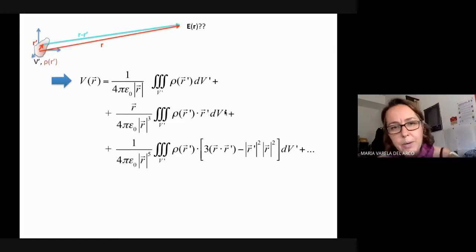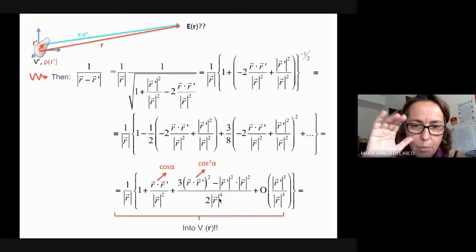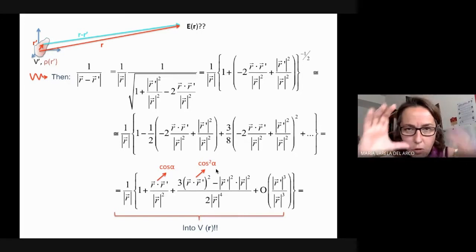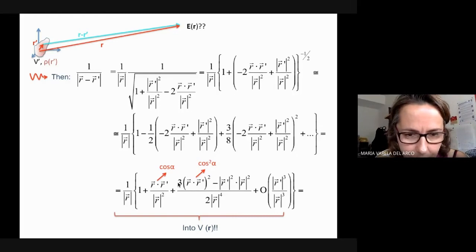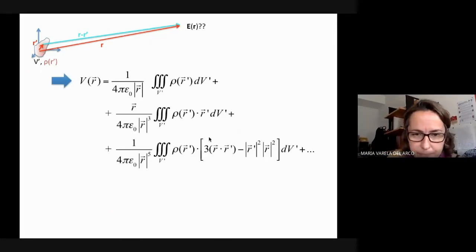Next term, if I go back for a moment, what did I have in my expansion? This term here, D, would be a total. Remember I have this r in front of it, so it would be 1 over twice r to the 5th power, and then at the very top of the expression I will have all of this expression here, 3 times r dot r prime squared minus the modulus of r prime squared times the modulus of r squared. This is what I have here.